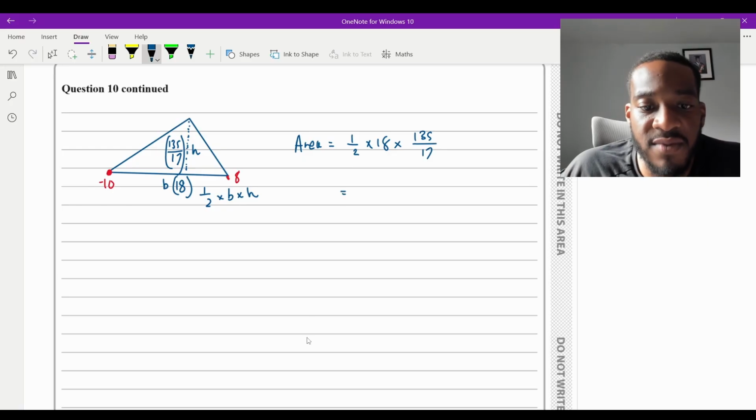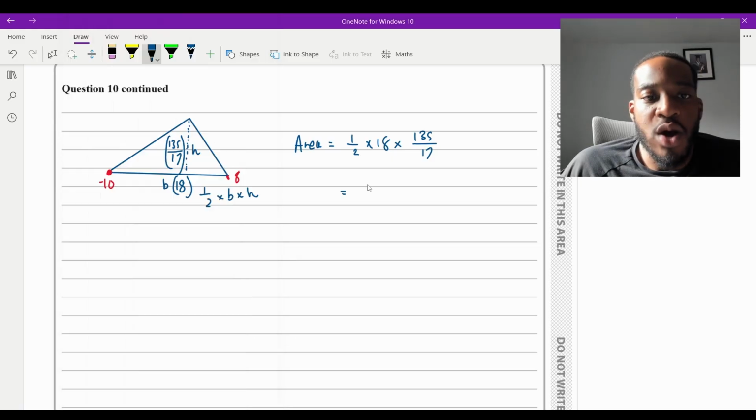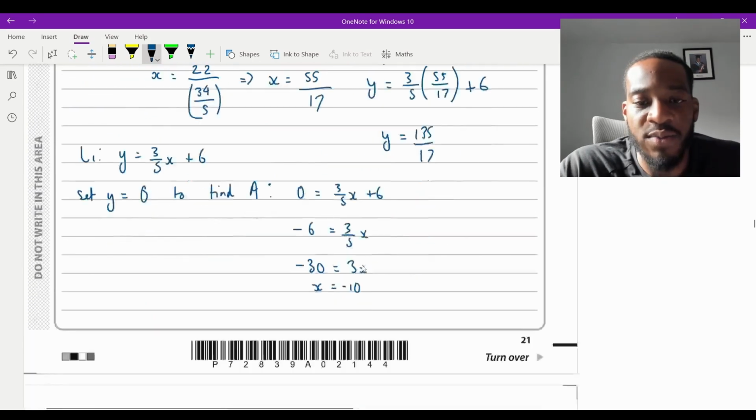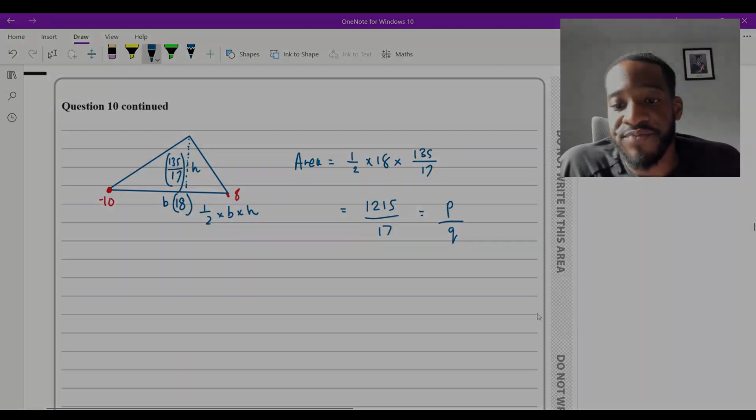So I'm going to plug this into my calculator and see what it gives me. 1/2 times 18 times 135 over 17. And that equals 1215 over 17, which is in the form of P over Q. So that is going to be our answer. Does it say I need to state it or anything like that? No, that's fine. So that will be part B, and that will give you the 5 marks for it. And that's question 10 finished.